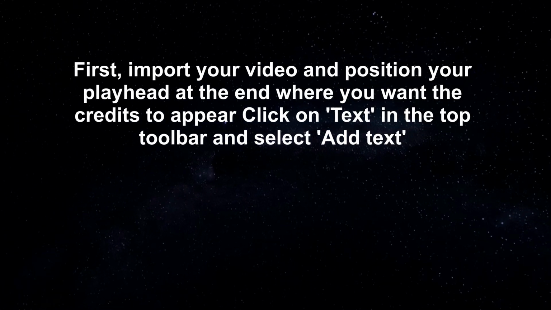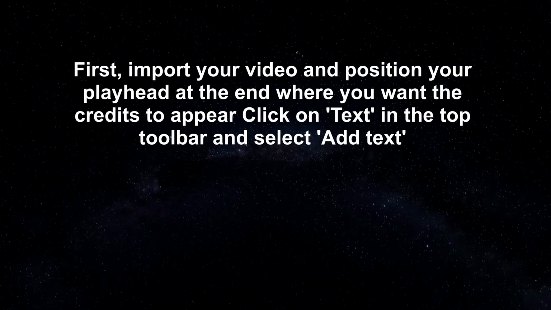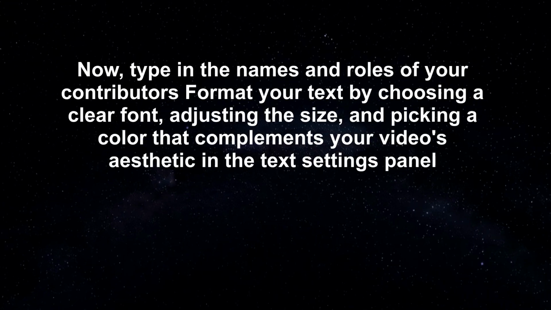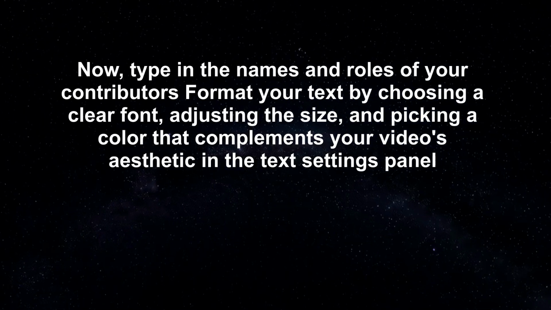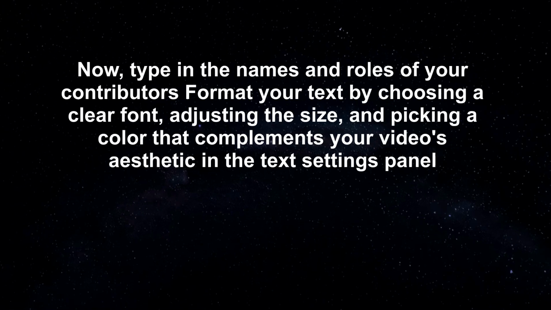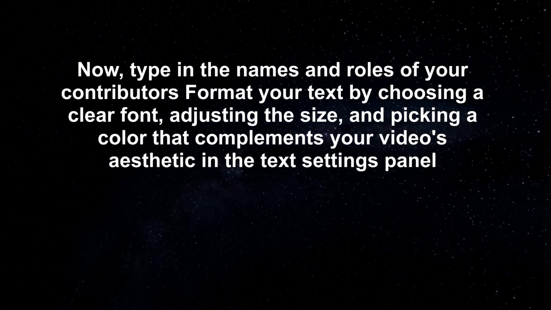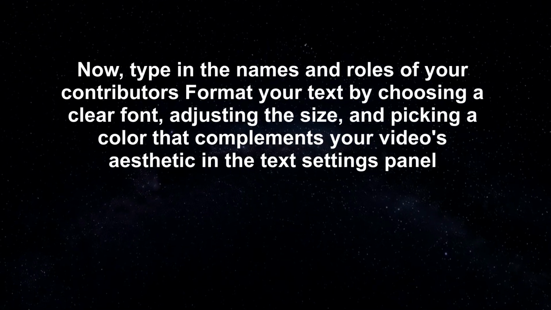Click on Text in the top toolbar and select Add Text. Now type in the names and roles of your contributors. Format your text by choosing a clear font, adjusting the size, and picking a color that complements your video's aesthetic in the text settings panel.